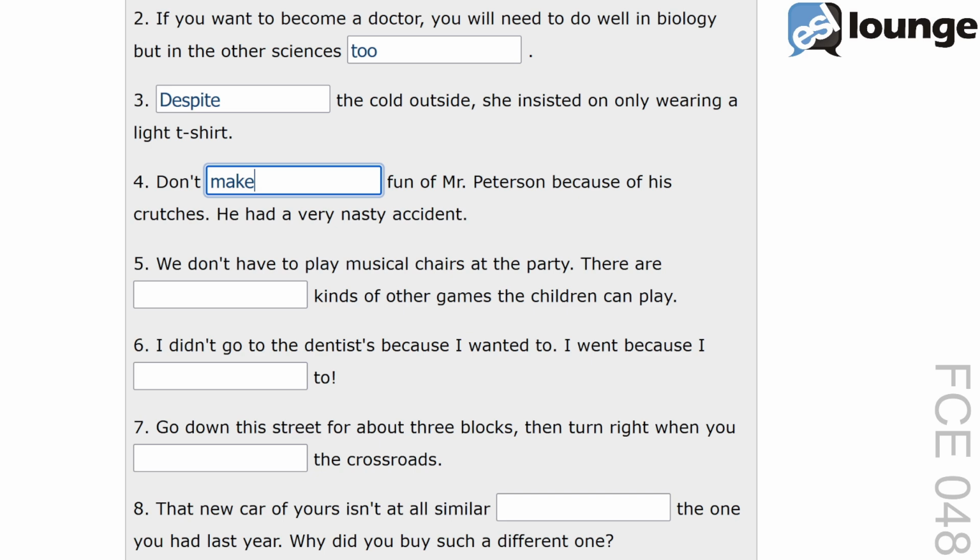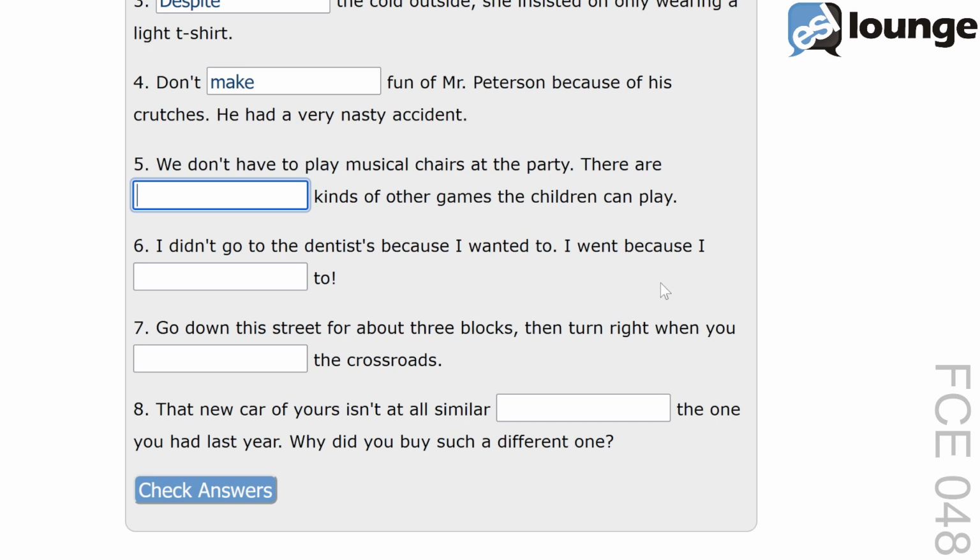On to question 5. We don't have to play musical chairs at the party. There are blank kinds of other games the children can play. The correct answer is all. All kinds of means many different types. For example, there are all kinds of books in the library. Another example is, she likes all kinds of music. Another possible answer for this question is many.